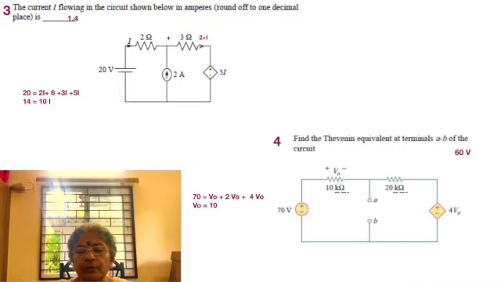Moving on to problem number 4. Here we see a 70 volt source and a 4V0 source, where 4V0 is the dependent source, and it depends on the voltage across the 10 kilo ohm resistor. There is also a 20 kilo ohm resistor, and a pair of terminals given by AB. What is asked is to find Thevenin's equivalent at terminals AB of the circuit.